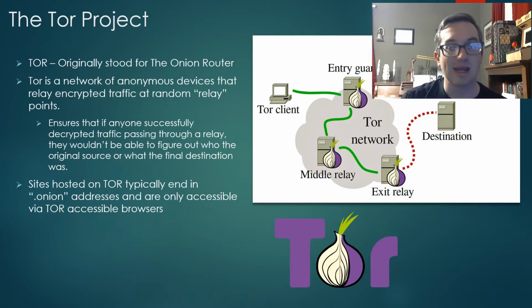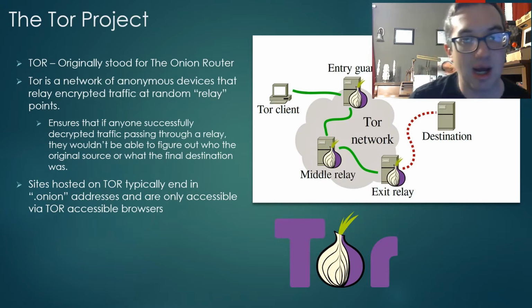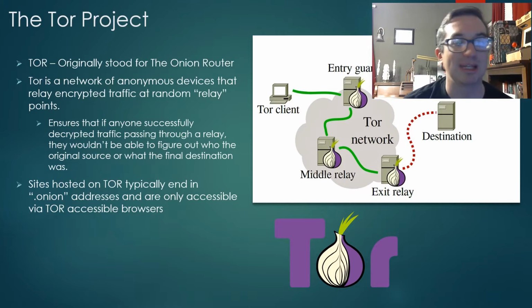The theory behind this is that it ensures that even if anyone successfully decrypted all the traffic passing through a relay, since each layer is stripped away and a new layer of encryption is put over the top of it when it hits a relay, there's really no way you'd be able to figure out who the original source of the packet was and what the final destination was. Sites that are hosted on Tor typically end in .onion addresses. That's the other part of the Onion router. And these sorts of services are only accessible via Tor-accessible browsers.